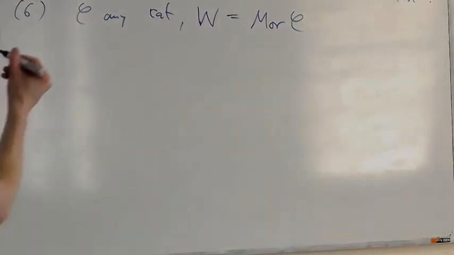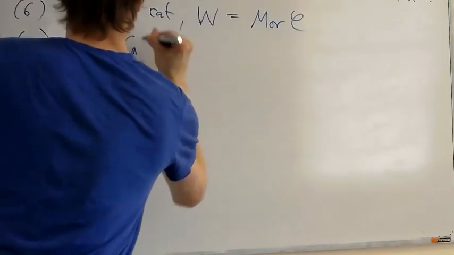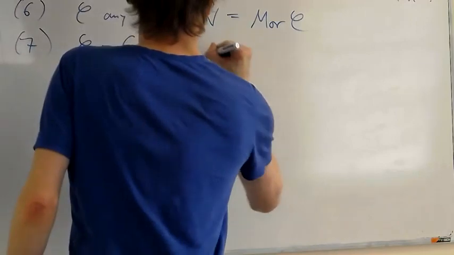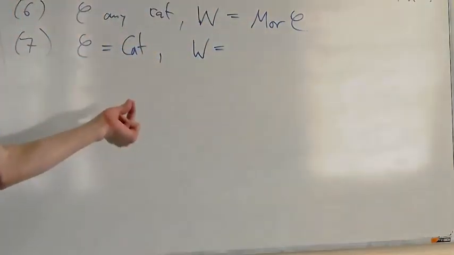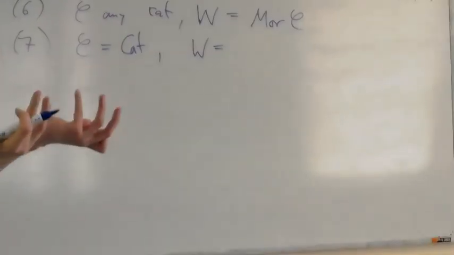Here's an important example that I want to use: how about the category of categories and functors? We have a natural notion of equivalence there.